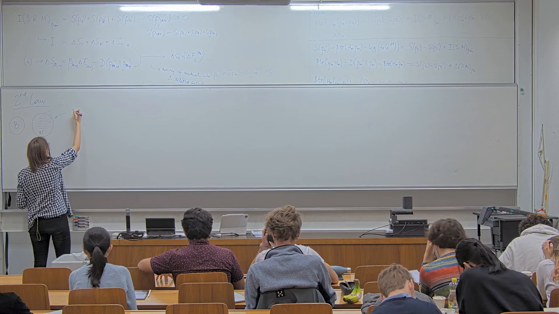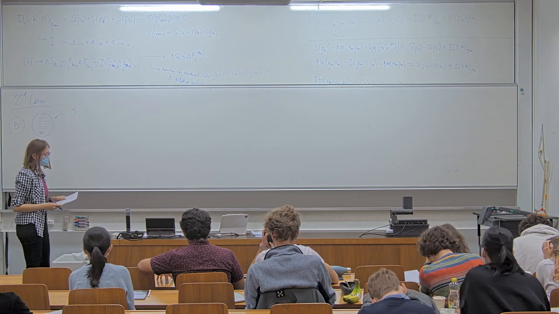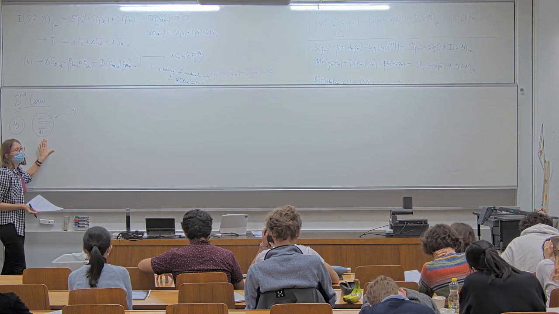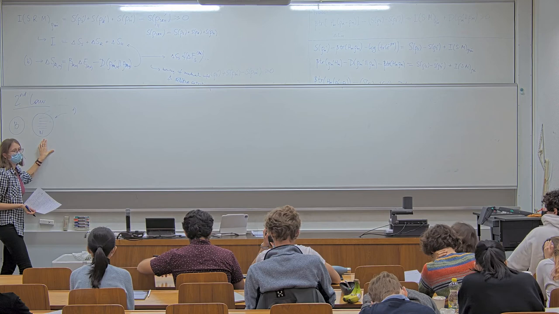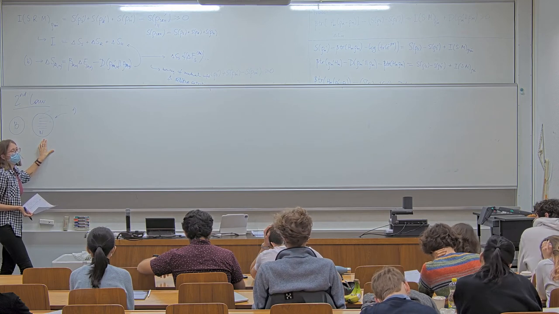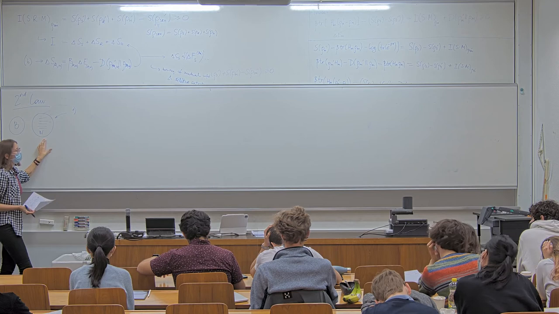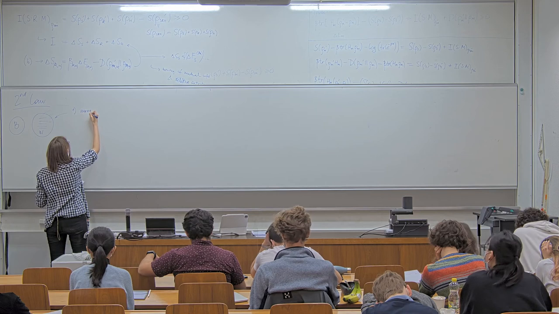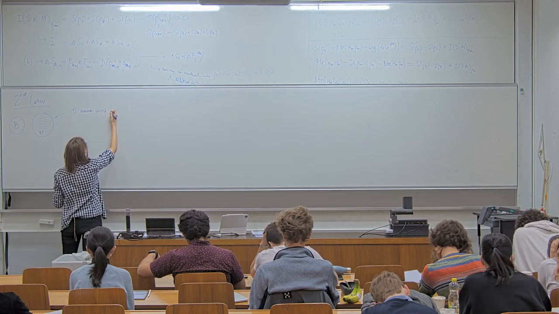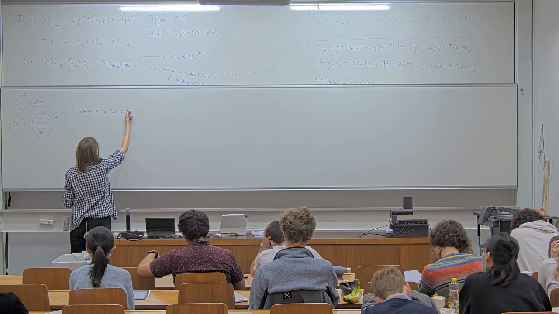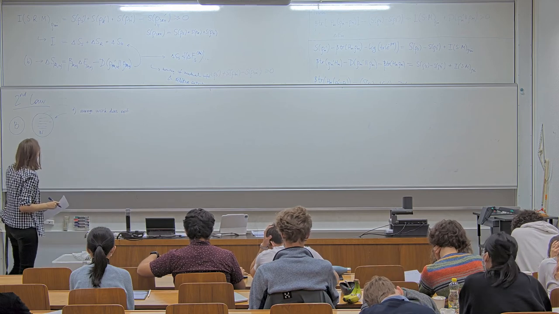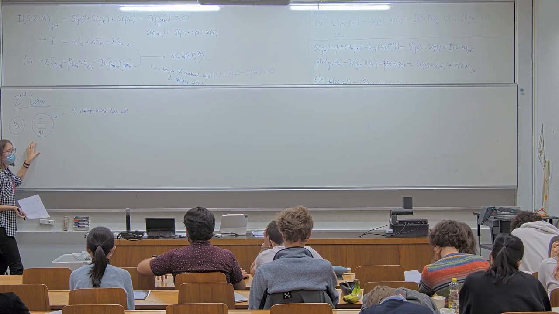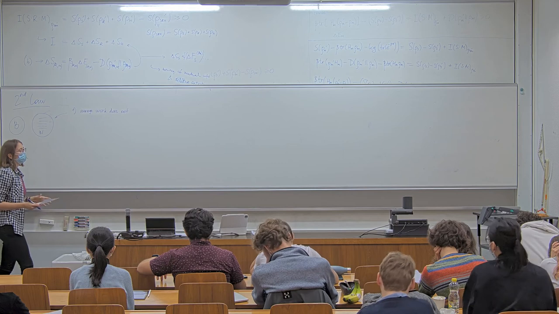So the first assumption is that the average work that is done in a particular protocol shouldn't depend on what is the initial state of this weight system. So basically, given a protocol, it shouldn't matter what is the initial state of this weight. I should always get the same average work.